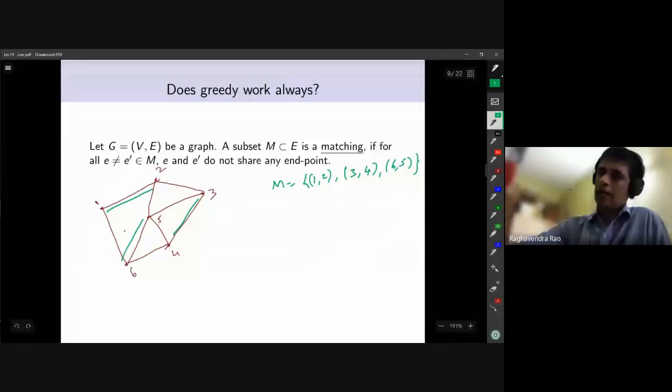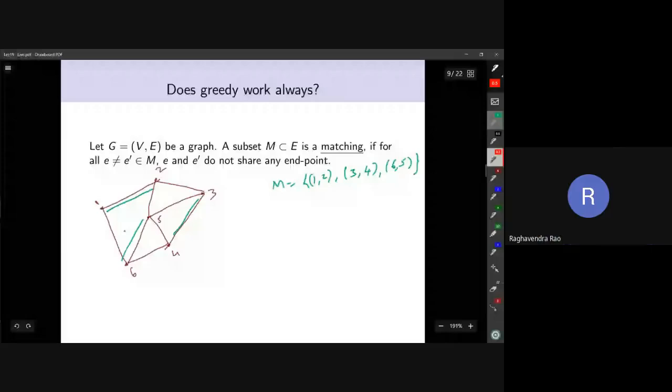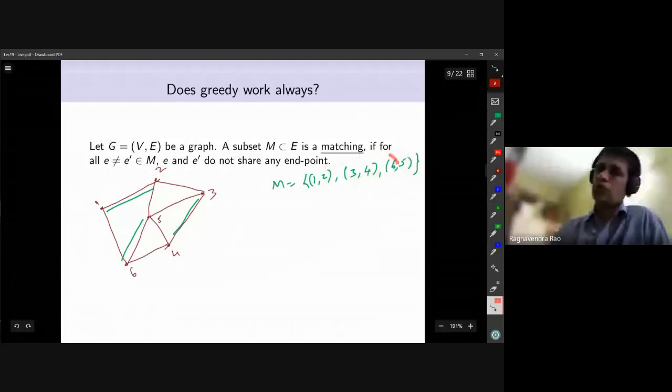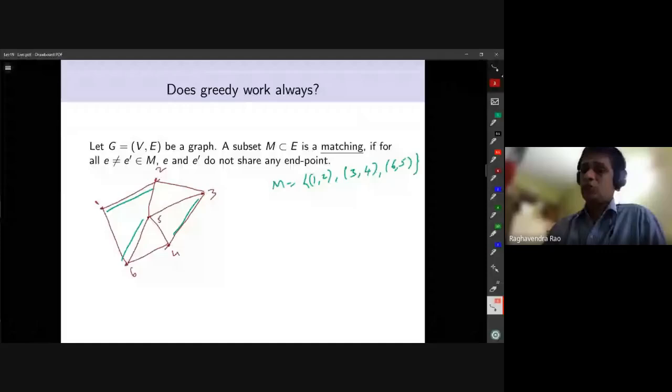A non-matching would be... okay, so why is this a matching? The edge (1,2) does not intersect any of these edges, (3,4) does not intersect any of these edges, and (6,5) does not intersect either. So they are independent. We call them independent edges, that is, edges which do not share a common point.